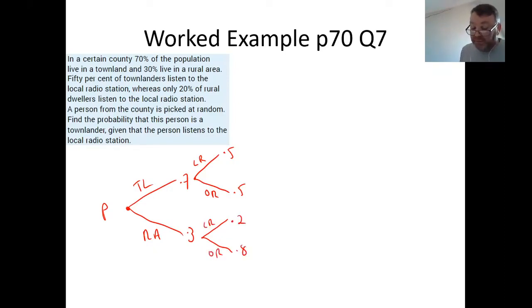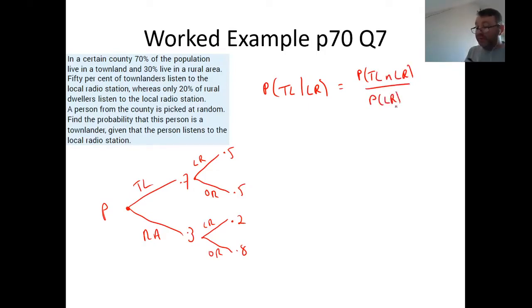Question. Person from the county is picked at random. Find the probability that this person is a townlander, given that the person listens to local radio. So probability that the person is a townlander, given that they listen to local radio. What does it mean? It means the probability of being a townlander and listening to the local radio over the probability of listening to the local radio. That's what the formula tells us. Now we can get all that from here.